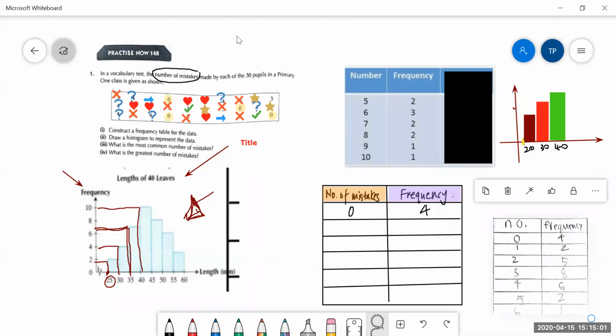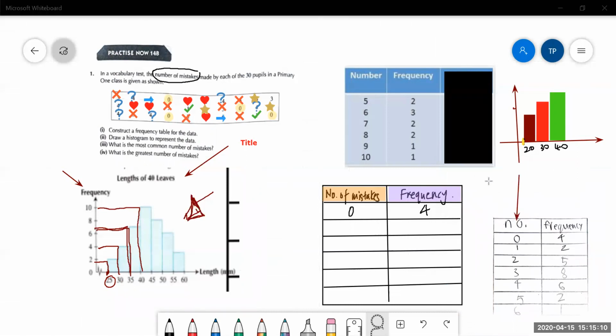By the way, one last thing, Kaylan. Check out this thing. What is this? Number of mistakes. It must be in context of the question. If not, you will be penalized already. They give you a big fat cross here.